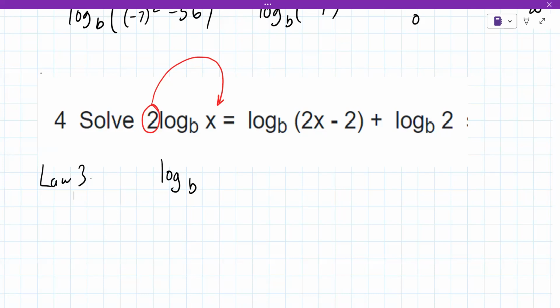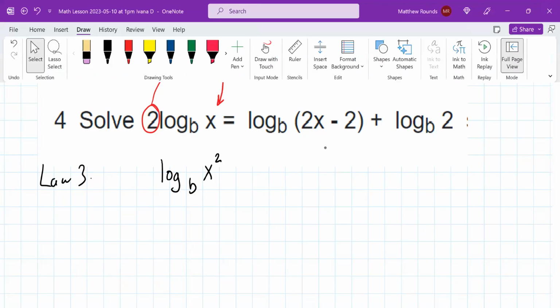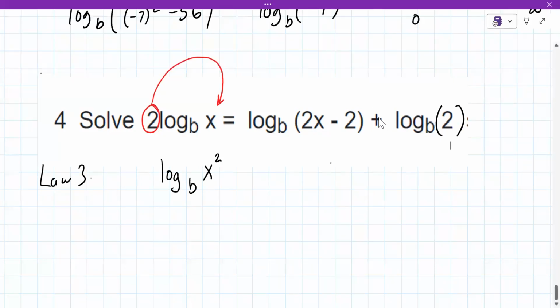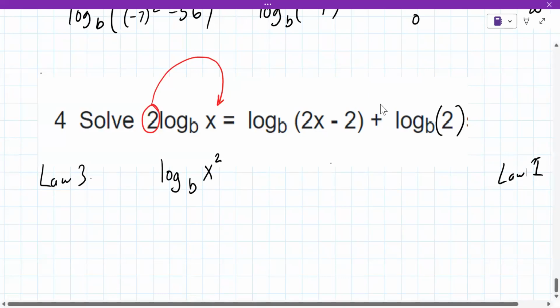Okay, what am I showing in red here? The x goes in, it becomes an exponent. Yeah, the exponents come out in front. Now on the right here, you have a sum in the middle. Do you remember what law 1 says? What does law 1 show you about a sum? What does the sum become?